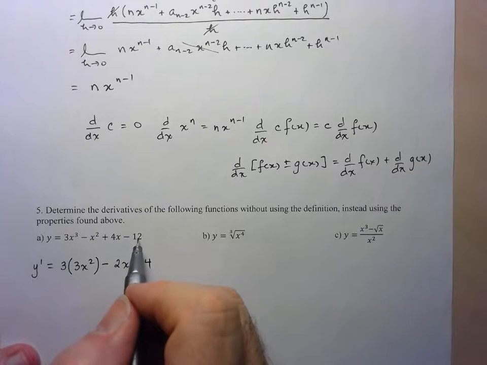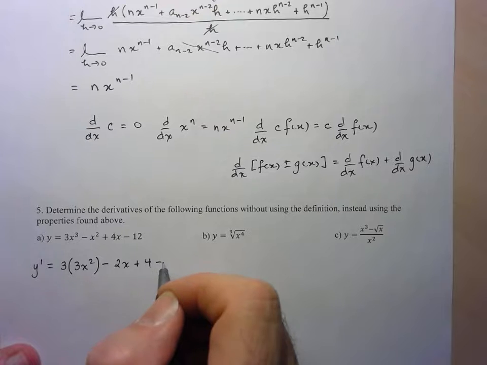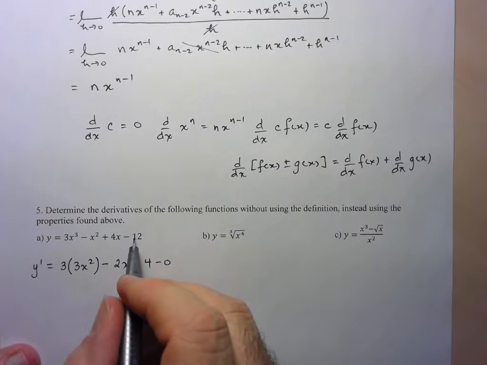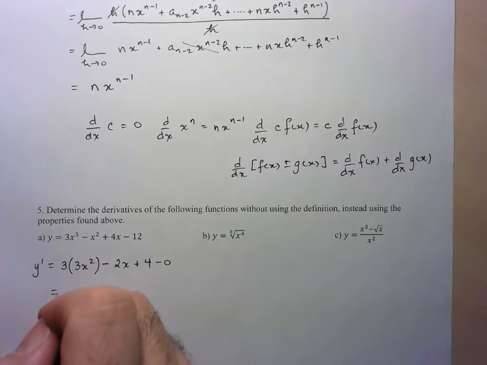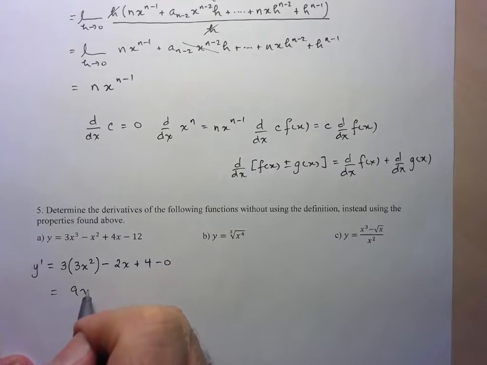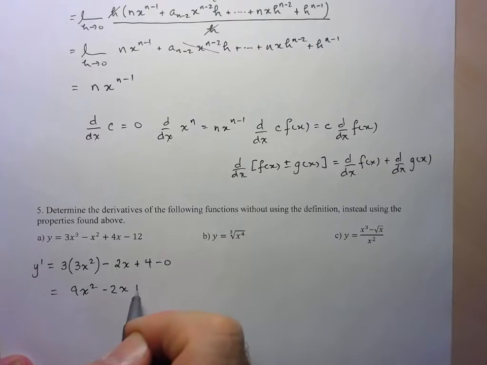And then the derivative of 12 is just 0. Normally we don't write it, but technically you are taking the derivative of that part of the function, and it's just equal to 0. So your final answer is just 9x squared minus 2x plus 4.